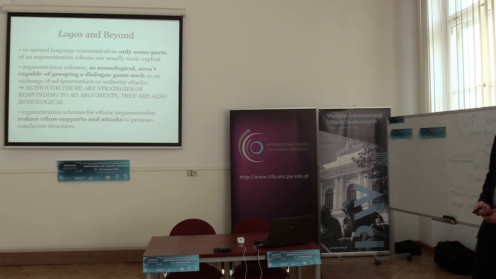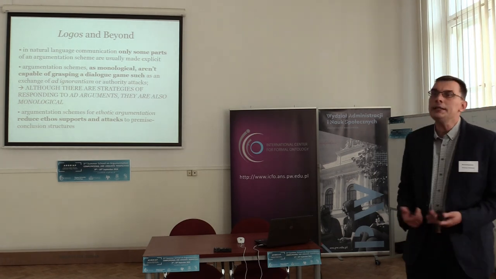So this is the summary of this first part of the tutorial. In natural language communication, only some parts of an argumentation scheme are usually made explicit. And these explicit parts are dialogue moves. So maybe it's more adequate to describe some references to expert opinion, ad hominems, and so on, as dialogue moves. Second, argumentation schemes are monological, so they are not fully capable of capturing these dialogue exchanges. And thirdly, argumentation schemes for ethotic argumentation reduce ethos, supports, and attacks to premise conclusion structures.